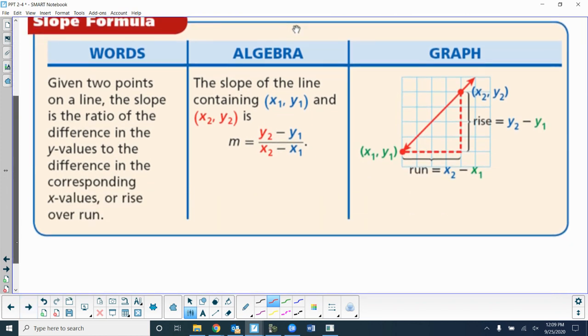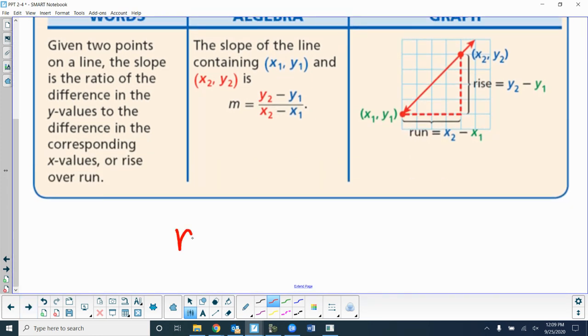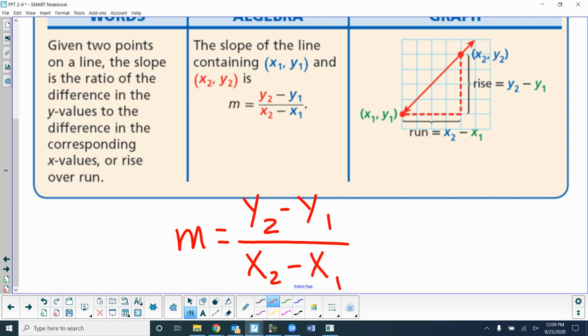Second thing you need to know, I'll make it bigger because it's kind of hard to see. This is the slope formula. If you're given 2 points that are on a line, second y minus first y over second x minus first x. You guys remember this, but sometimes you'll flip them. Okay? You guys always remember rise over run, don't you?